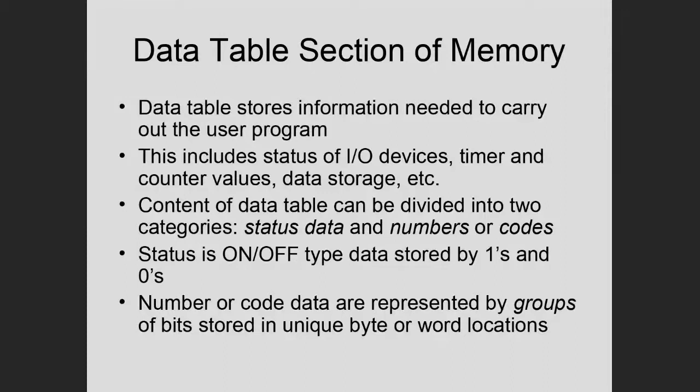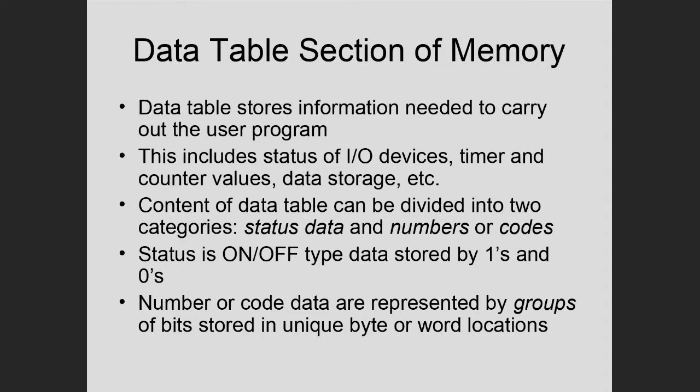Then there's the data table. Those are the input-output image tables that we've been talking about, and all they do is store zeros and ones. In the input image table, it's going to store zeros and ones, and those zeros and ones are going to indicate if the switches mapped to the cells are open or closed.